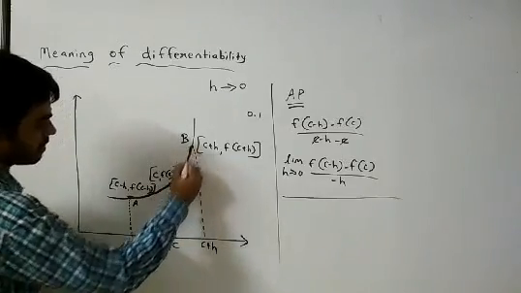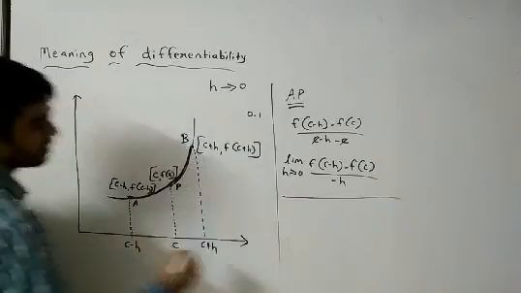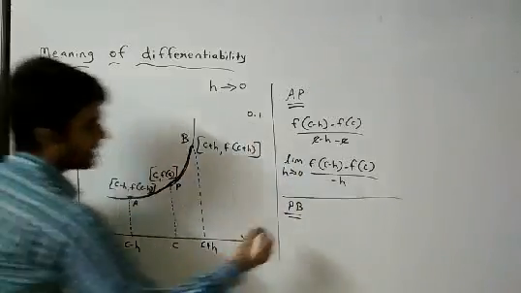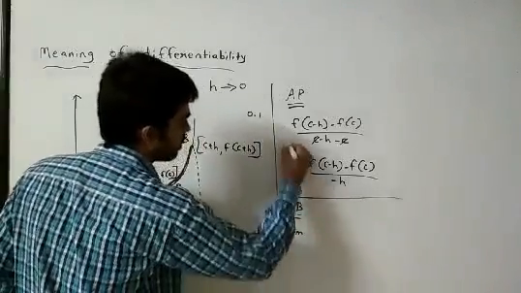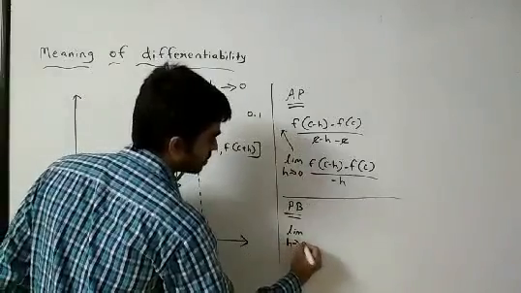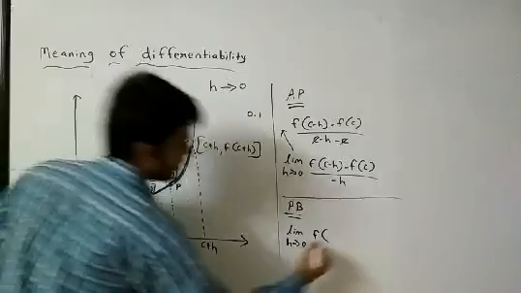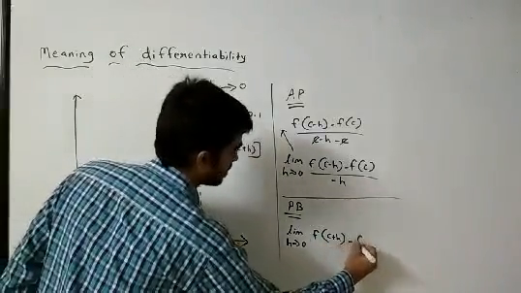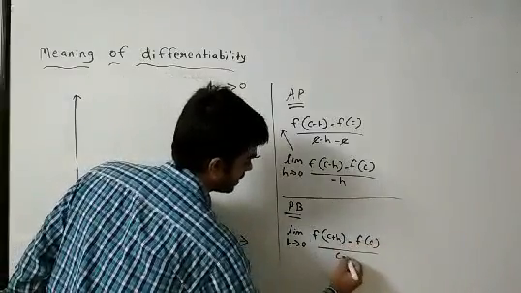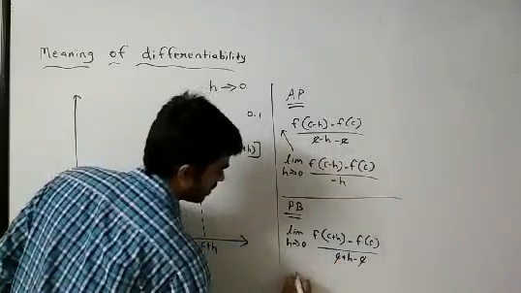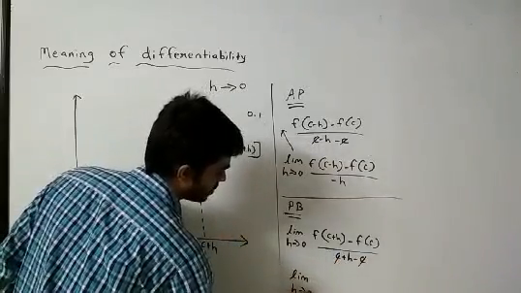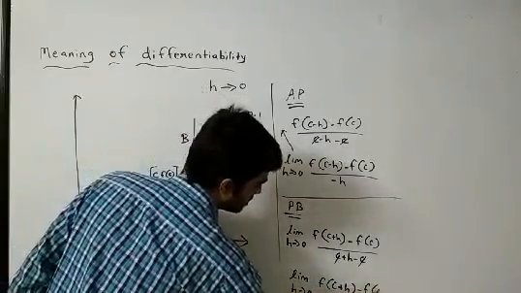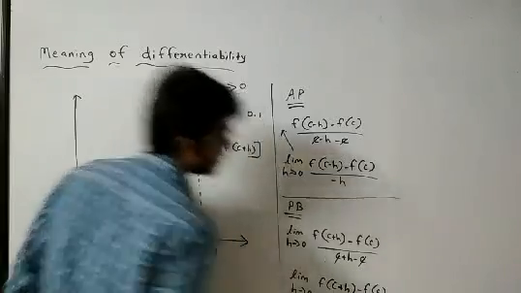In the same way, for PB. y2 minus y1 upon x2 minus x1. So limit h tends to 0, f of c plus h minus f of c upon c plus h minus c. So limit h tends to 0, f of c plus h minus f of c divided by h.